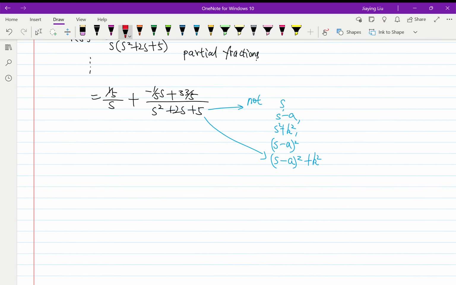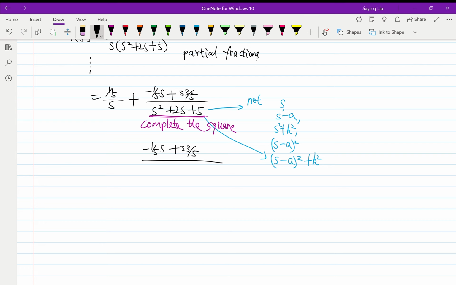That's what we have to do. We need to complete the square for this denominator here. And in the numerator, we don't have to do anything. We're just going to leave the numerator the way it is. So the numerator stays: negative 1/5 S plus 33 over 5.